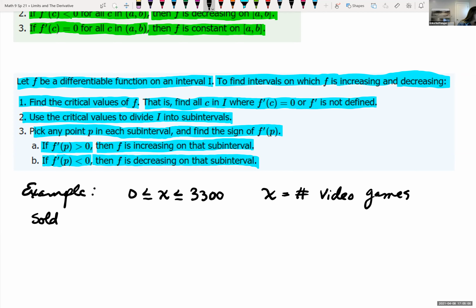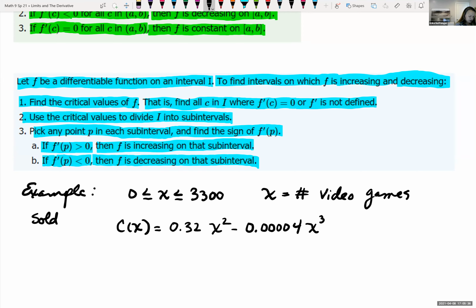We're given that the cost function C of X is equal to 0.32 X squared minus 0.0004 X cubed. There are 4 zeros after the decimal and then a 4. So that was our cost function in dollars.